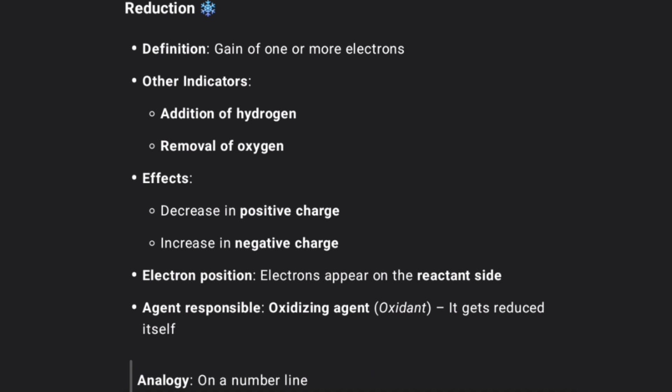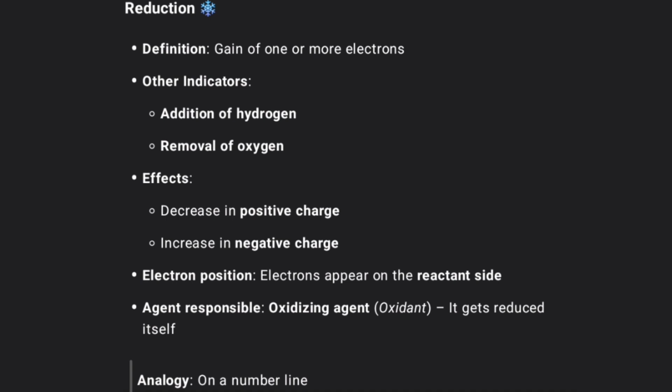Reduction. Definition: gain of one or more electrons. Other indicators: addition of hydrogen, removal of oxygen. Effects: decrease in positive charge, increase in negative charge. Electron position: electrons appear on the reactant side. Agent responsible: oxidizing agent, oxidant, it gets reduced itself. Analogy: on a number line, moving forward is oxidation; moving backward is reduction.